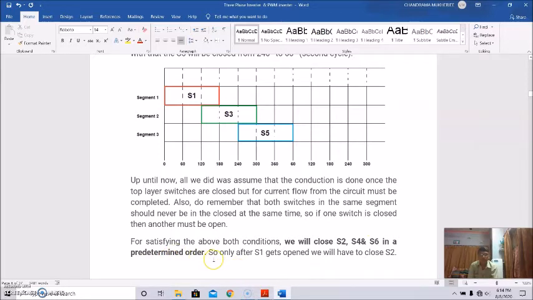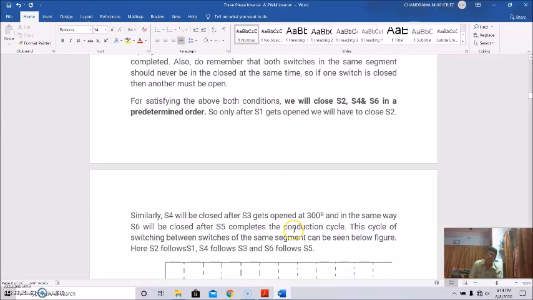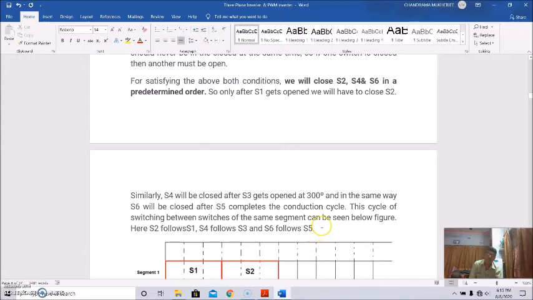So for completing the current path, we'll close the other set of three switches, that is for the first segment S2, for the second segment S4, and for the third segment S6. In such a predetermined order, only after S1 gets opened will we close S2. Similarly, S4 will be closed after S3 gets opened at 300 degrees, and in the same way S6 will be closed after S5 completes the conduction cycle. Otherwise, a dead short circuit will happen across the input, the battery.